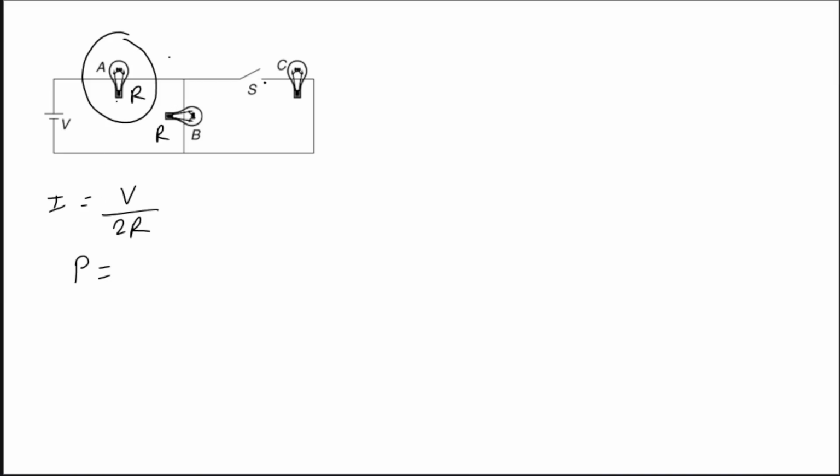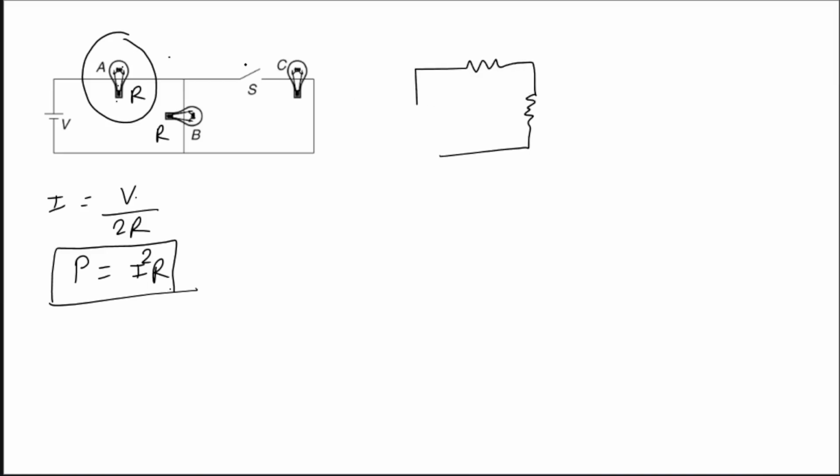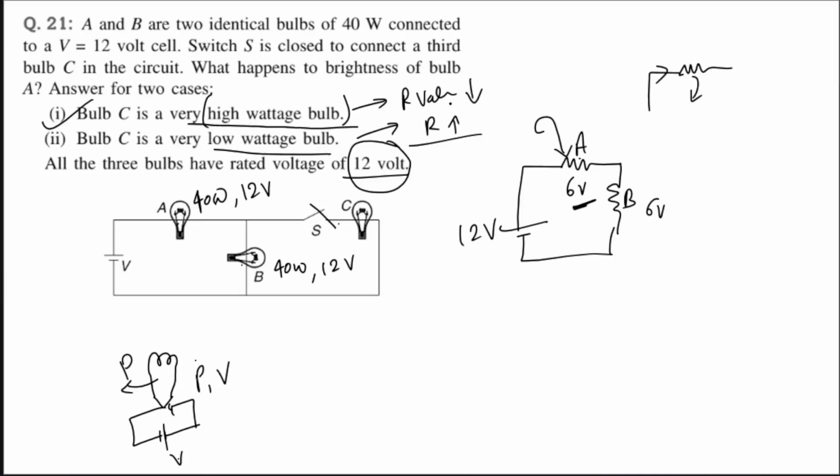So initially when this switch is open, power getting consumed by this bulb will be equal to I square into R. Okay? And I being this value. Now our circuit will get manipulated because of this switch getting turned on, and then there is another resistance coming in parallel with the bulb B. So this is R because these two are identical. Let's say this is RC. And in the first case, RC is what? RC is very, very much lower.